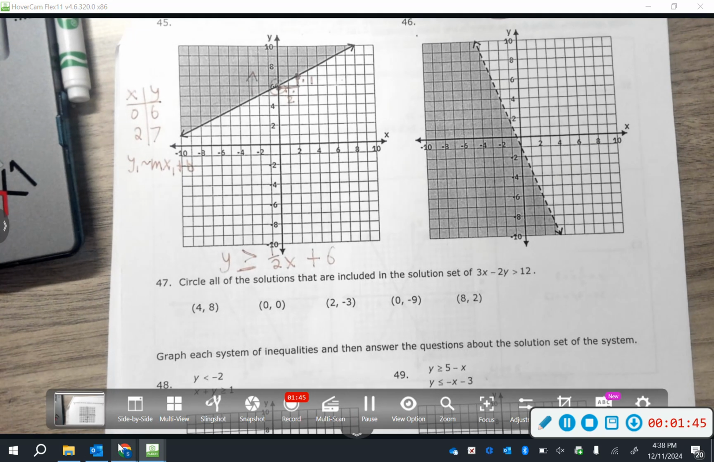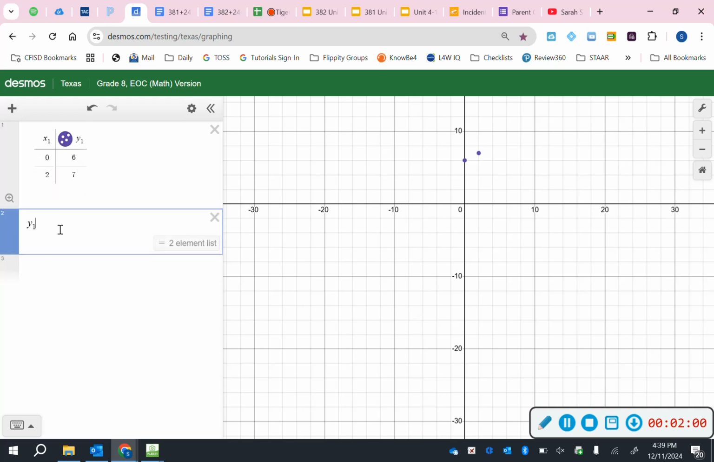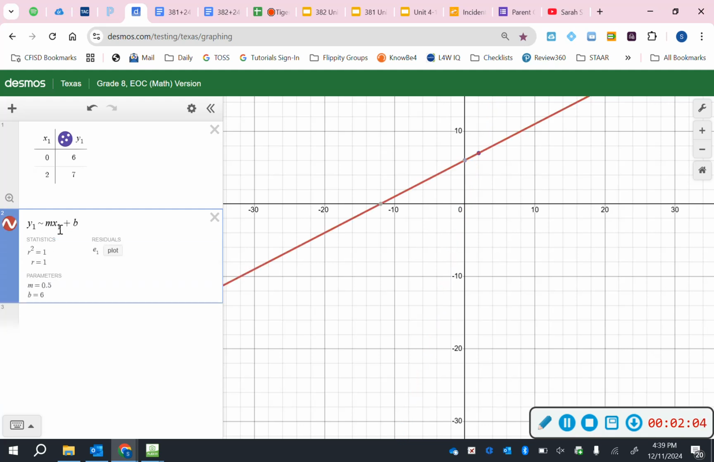Okay. So go to my calculator, plus sign table. We're putting in 0, 6, 2, 7, Y1 squiggly line, X1 plus B. So my M is 0.5. I'm going to type in 0.5 and then click on the fraction button. So it's 1/2. So write that down. M equals 0.5, which is 1/2.